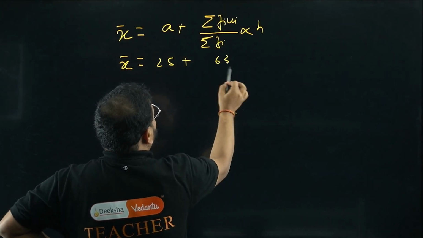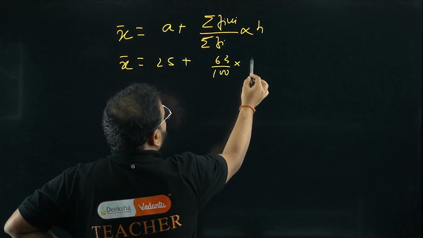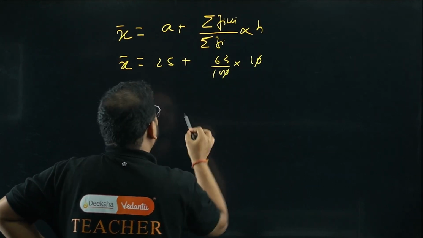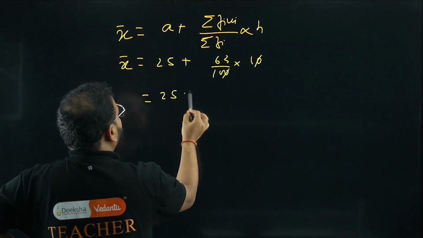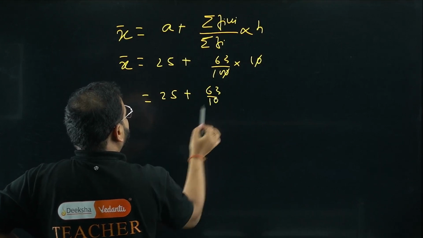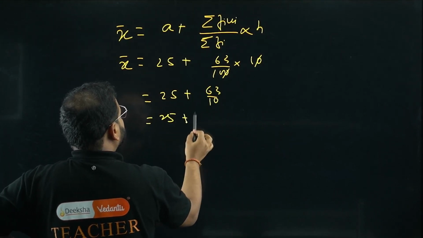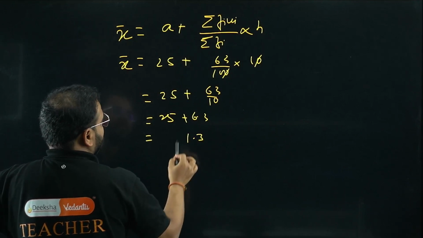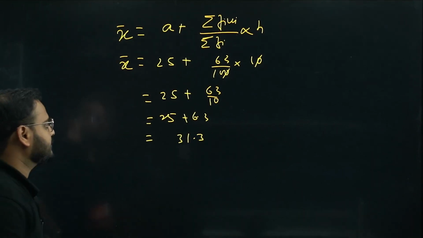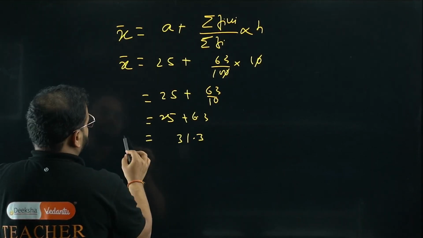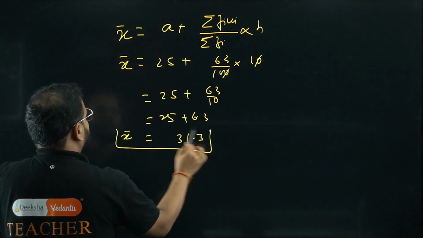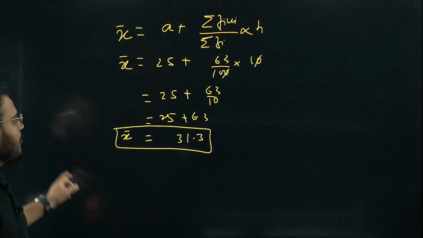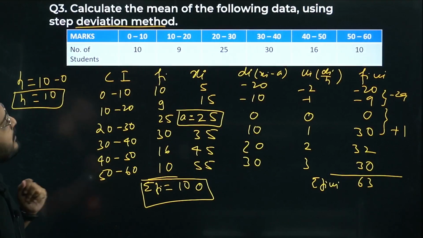So 63 divided by 100 into 10. Cancel this and this. What am I getting? 25 plus 63 by 10, right? 25 plus 6.3. So 0.3, 6 plus 5 is 11, and 31. Correct? X bar, 31.3 is the mean value with the help of the step deviation method.